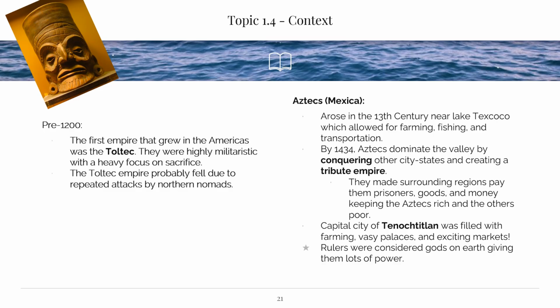creating their own tribute state. This would be a really cool comparison, but you're not going to see an essay topic specifically from period one because the percentage is not high enough. You could see a continuity and change from 1200 to 1750 or maybe to 1600, so that it pulls in period one, but you would not see something distinct from that period for an essay. The capital city of Tenochtitlan was filled with farming, palaces, markets. The rulers were considered gods on earth, which did help to legitimize their rule during this time period.